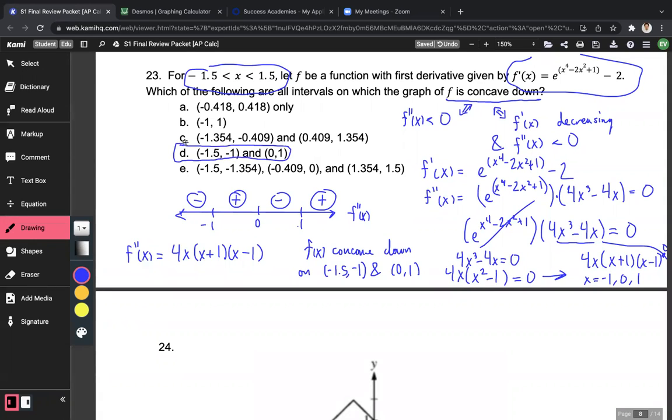Small note here, the only reason that negative 1.5 is excluded from the interval, the reason we're using an open bracket, is because it's an open interval. So we would never include negative 1.5. That's why it's an open interval there, even though the function would still be concave down at that point.